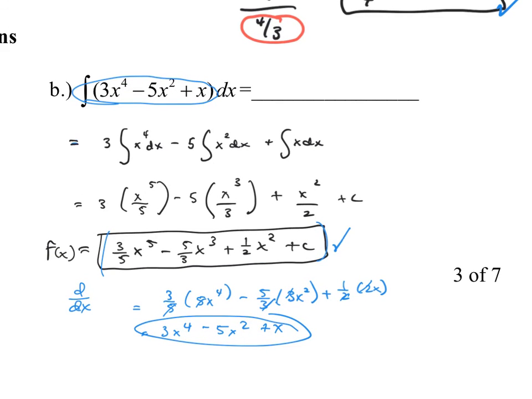So again, the original problem said, what's the indefinite integral of 3x to the 4th minus 5x squared plus x? What function do I take the derivative of and get 3x to the 4th minus 5x squared plus x? And I'm saying the answer is 3/5 x to the 5th minus 5/3 x cubed plus 1/2 x squared plus C. In other words, if I take the derivative of 3/5 x to the 5th minus 5/3 x cubed plus 1/2 x squared plus C, I will get the original problem.